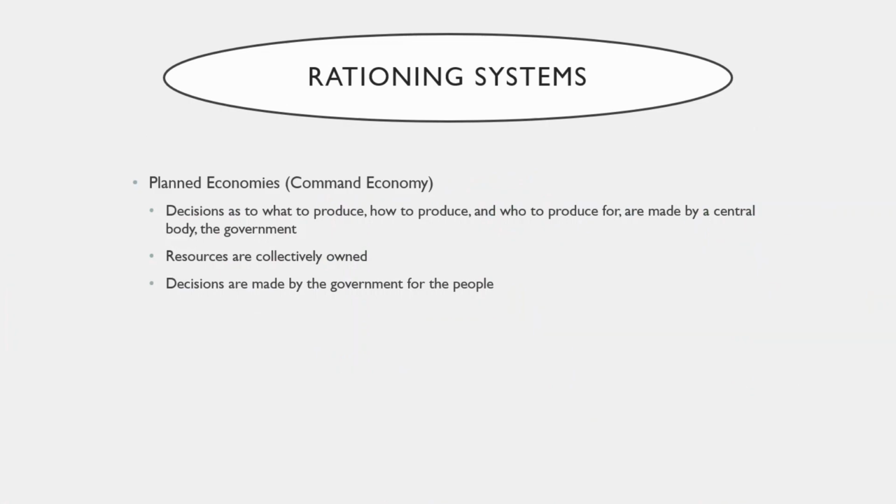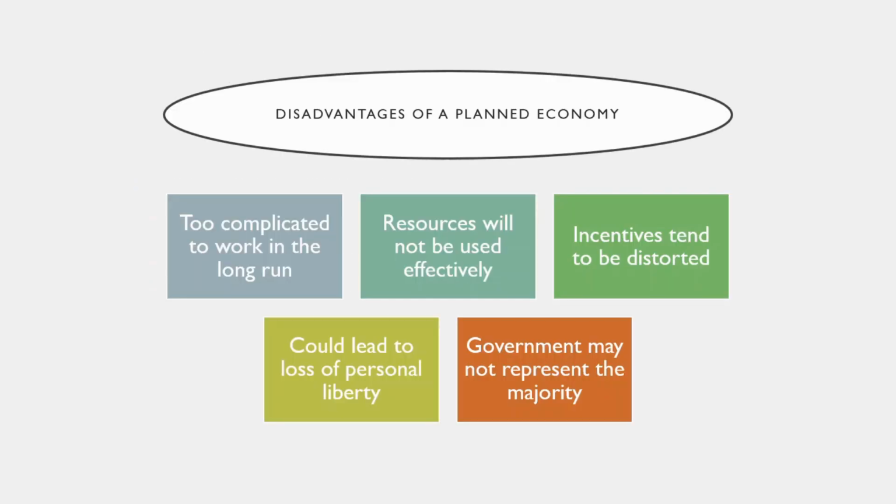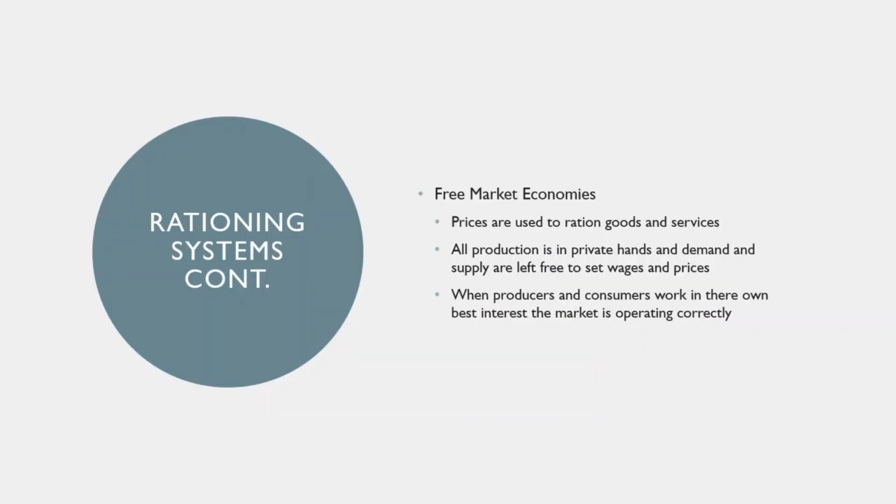We're going to talk now a little bit about some of the economic systems. The first one is a command economy. This is how the government decides what to produce, how to produce, and for whom to produce. It's made by the central body. Resources are usually collectively owned, and decisions are made by the government for the people. Some of its disadvantages are it's too complicated to work, resources will not be used effectively, incentives tend to be distorted. That's a really big one because economics is all about incentives. It could lead to a loss of personal liberty, and it may not represent the will of the majority.